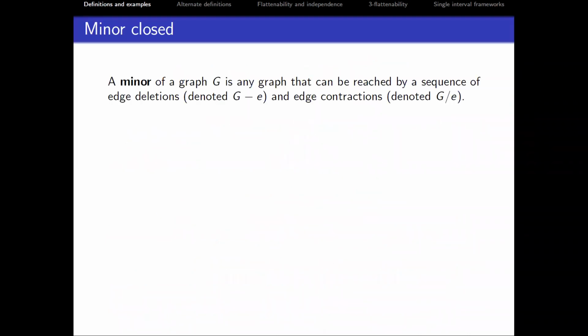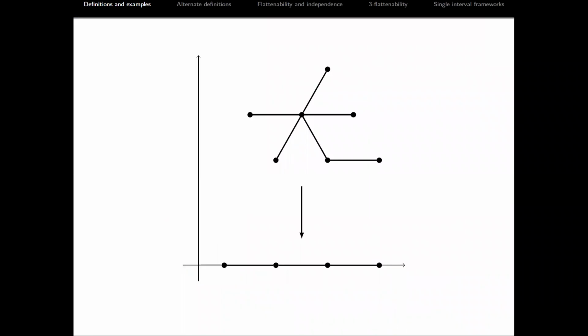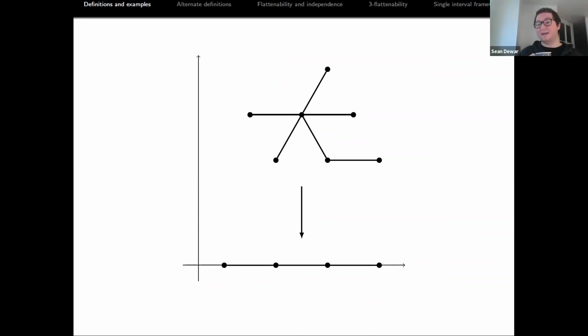Hey, Sean. Is every graph v minus 1 flattenable? Yes, because they're automatically in dimension v minus 1. So you already know that every graph is flattenable for some k, which is a nice property.